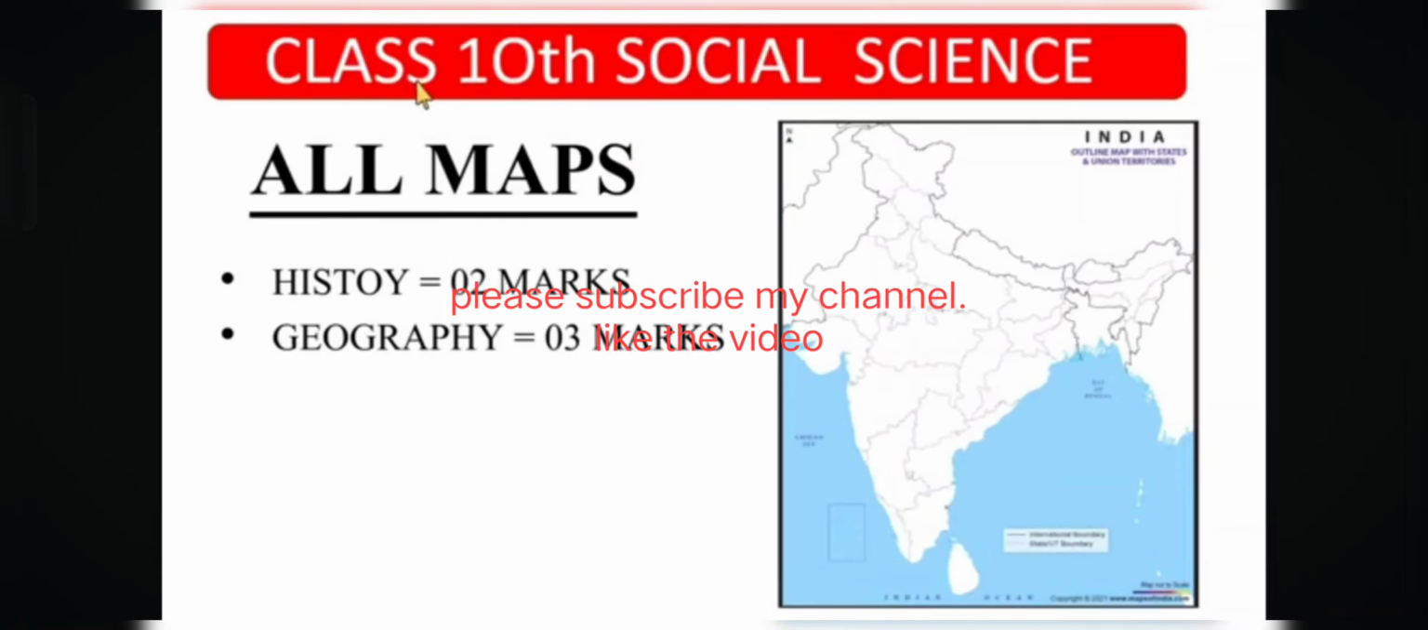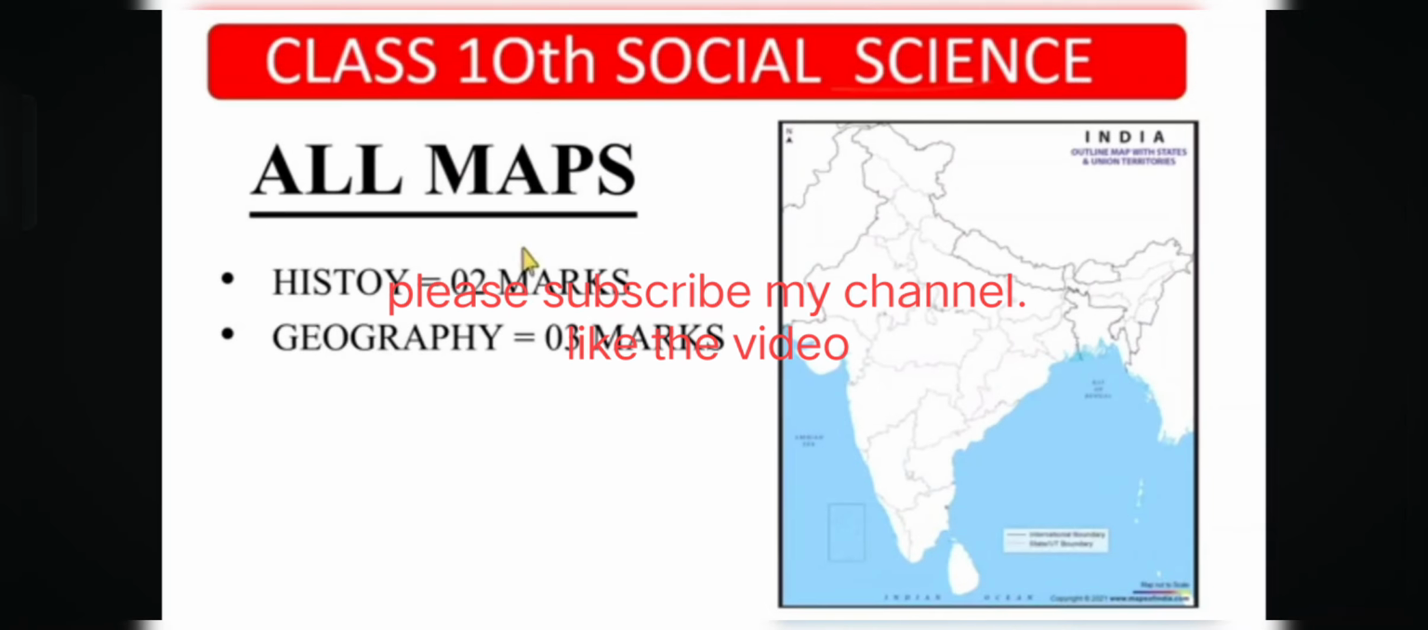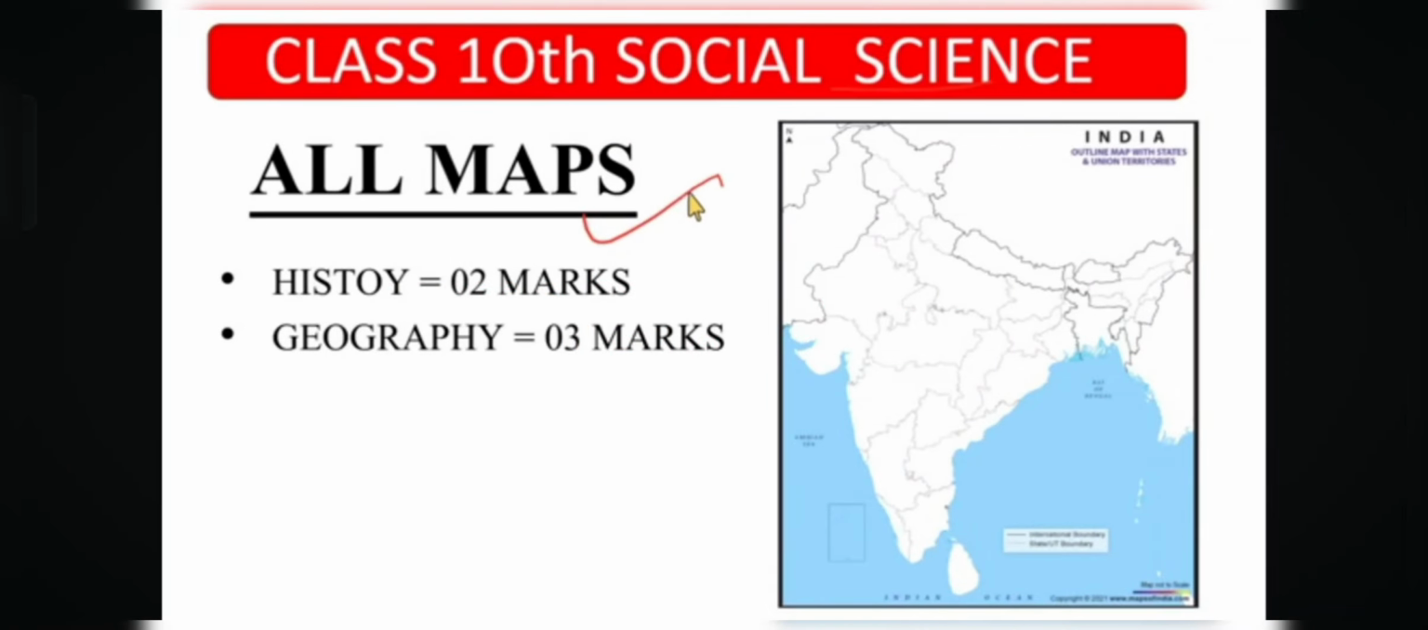Children, in today's video, we're going to look at all the maps from class 10th social science where questions are confirmed to be worth 5 marks in your exams. So after watching this video, you're guaranteed to get 5 marks from social science in your exams. Remember, history will have a 2-mark question based on maps, and geography will have 3-mark questions based on maps.